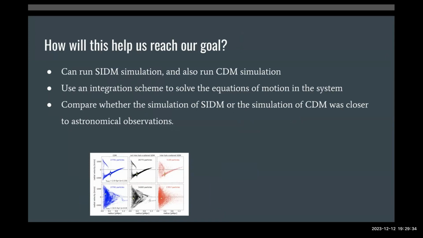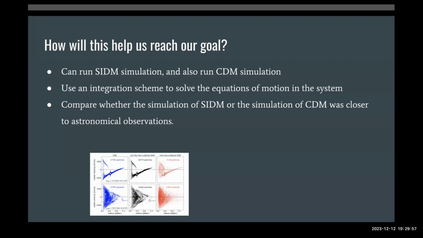So now that we've explained our goals on Gadget 4, what is our approach towards reaching our goal? We plan to use an integration scheme to solve the equation of motion in the system. This is needed to run the simulation frame by frame. So for each time step, each frame will go to another frame. This is essential for simulating complex physical systems, such as cosmological simulation in our case, that involves particles interacting with each other, where obtaining analytical solution is impractical.